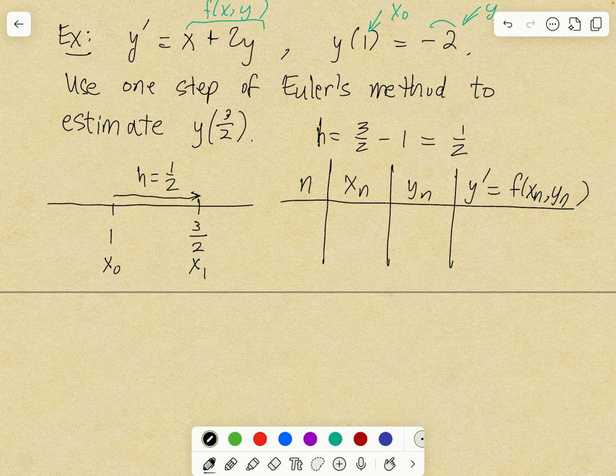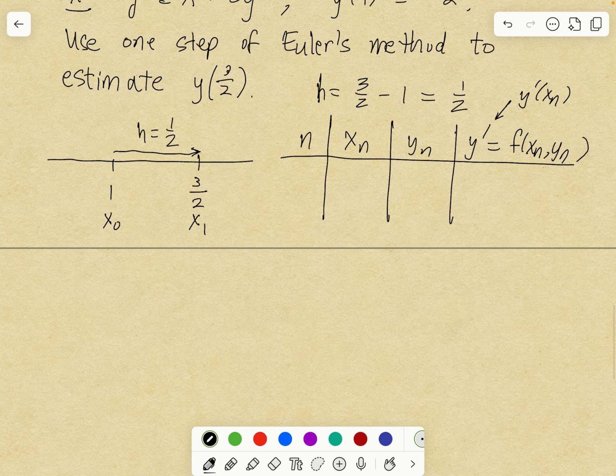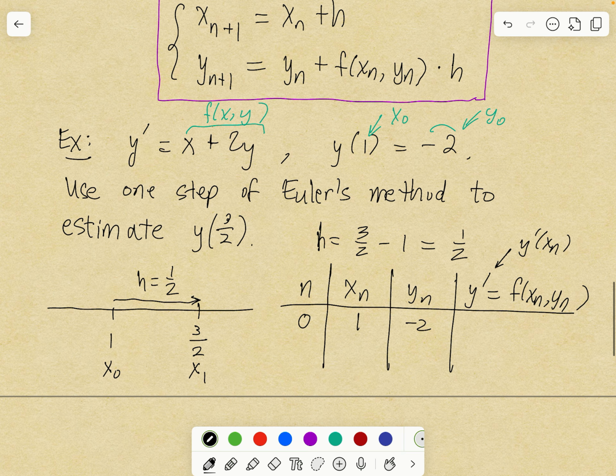So if you want to be super specific, instead of y prime, it would be y prime of x sub n. But I'm just going to write y prime. So our initial value is when n is 0, right? So when n is 0, our x0 is 1, and our y0 is negative 2. How did we get that? We're told that in the problem here.